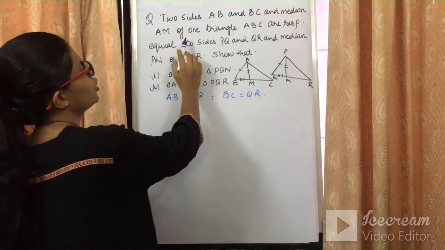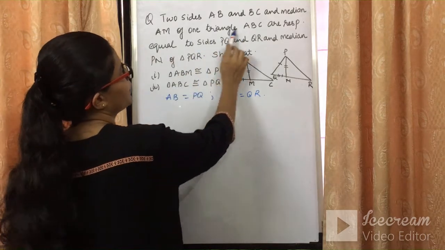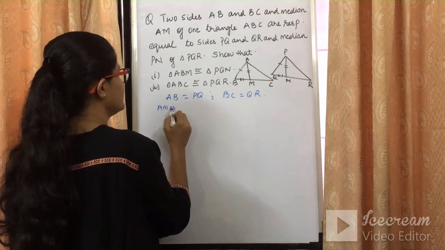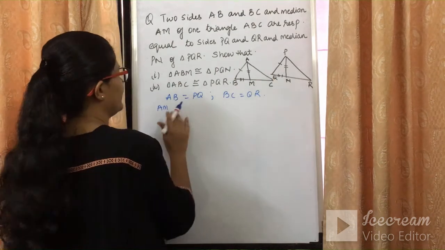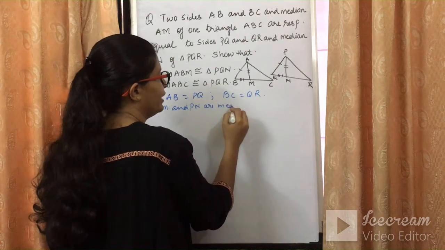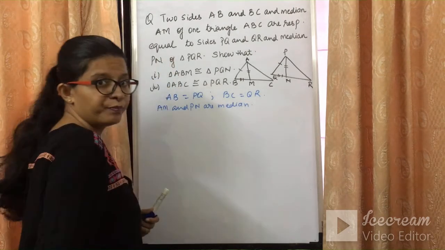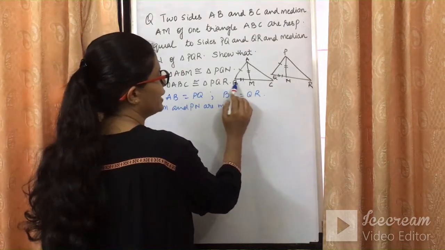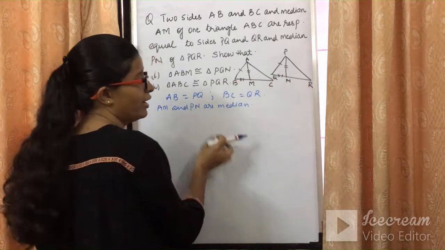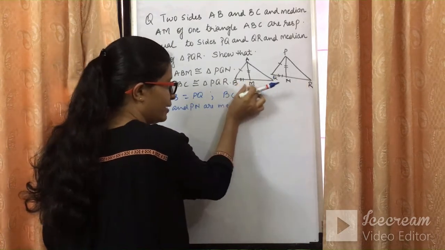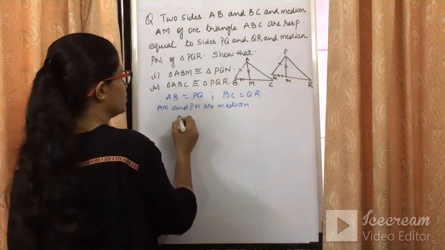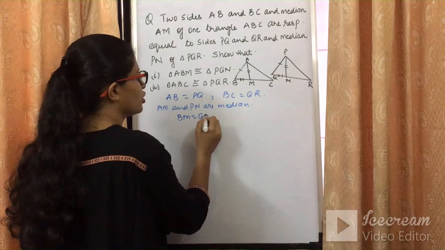And it is also given in the question that the median AM is equal to the median PN. AM and PN both are medians. अगर median है तो equal halves में divide कर देगा, so we can say that BM is also equal to QN, because if BC is equal to QR, then we can say BM is equal to MC. We can also say that BM is equal to QN.